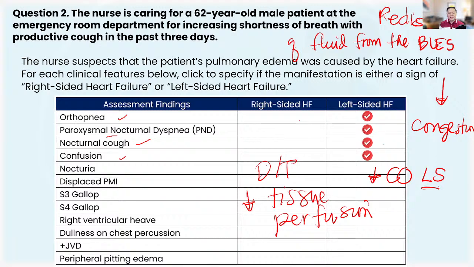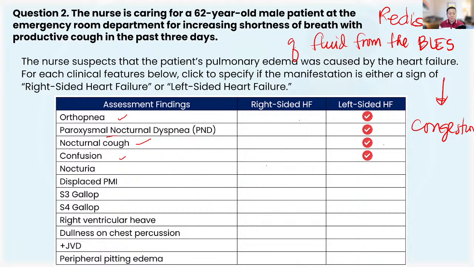Okay? Now let's talk about another manifestation here. What about the nocturia? What is nocturia? Well, nocturia is basically the excessive urination at night. And this is going to occur in a person with the right-sided heart failure. Why? The reason for that is because during the day, remember about the right-sided heart failure.